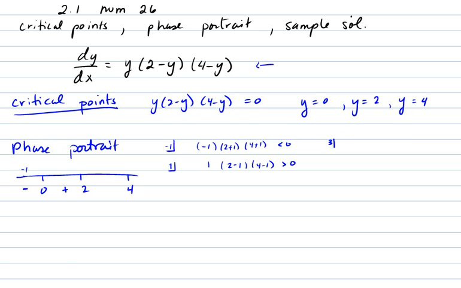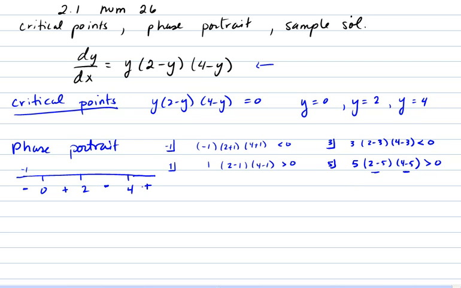If I plug in a 3, I'd have 3 times 2 minus 3 times 4 minus 3. Now this is positive, that's negative, that's positive, so this is negative. And then I'm going to plug in a 5, and I'll have 5 times 2 minus 5 times 4 minus 5. Now both these two numbers are negatives, that makes a positive. Times a 5 is still positive. And so to the right of 4, I have that my right-hand side is positive.